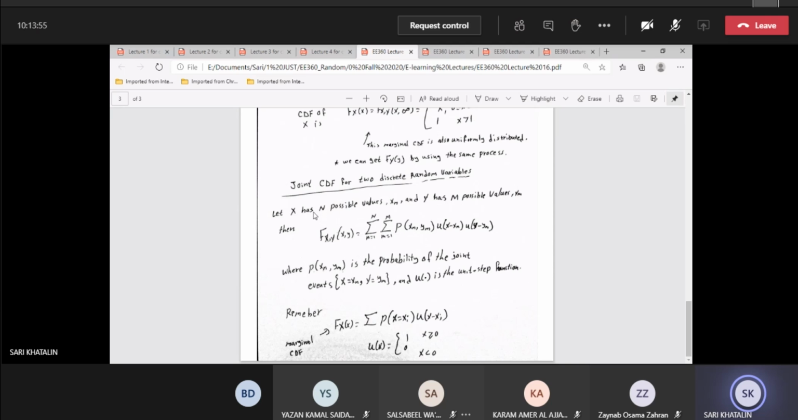Now, this one here is the joint PMF, the probability mass function, and this is the unit step function. This is the unit step function for x, and this is the unit step function for y. So this is basically for discrete random variables. And obviously if one of them goes to infinity, for example y, then this will go to 1, and we'll end up with the marginal CDF.